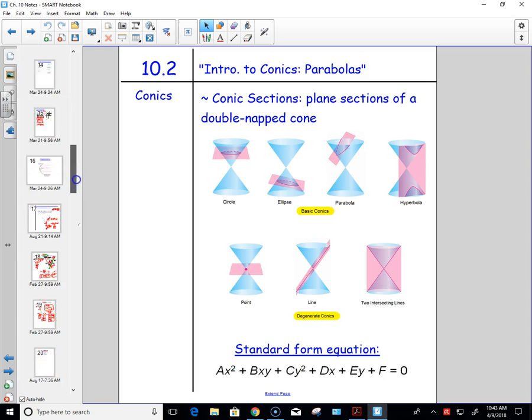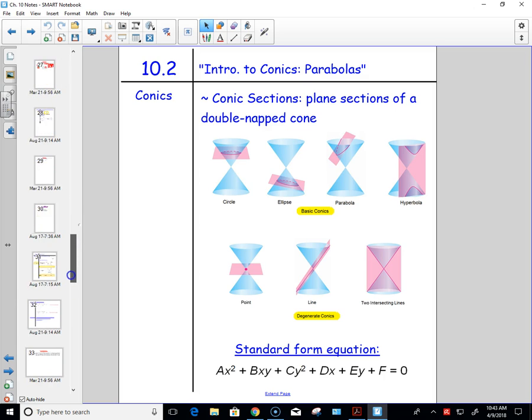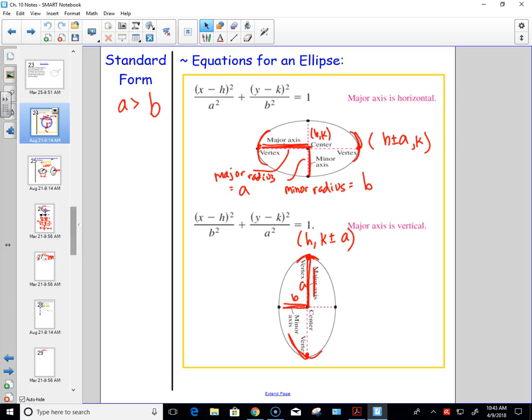But that's where we were on Friday before break, I think. Section 10.3, ellipses. And so we had our standard equation for an ellipse.